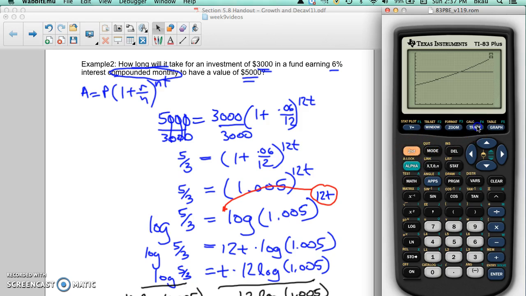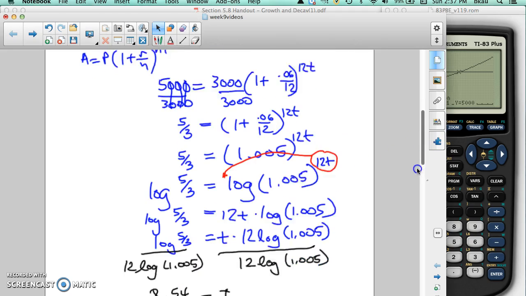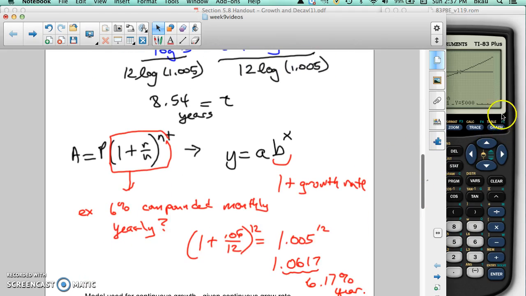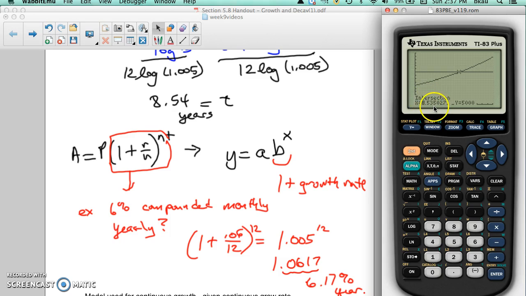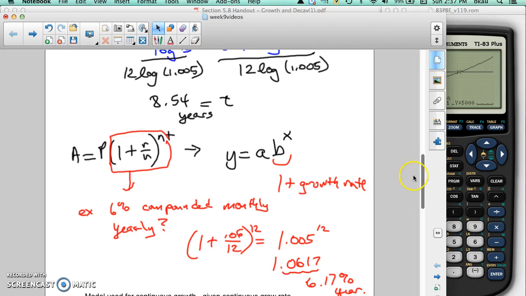Let's just double check. Calculate intersection, first curve, we can use that one, second curve, yes, estimate or guess, well, let's move close to 8.5 because that's what we think the answer is, and it came out to be the same value that we got in our logarithmic function. Got 8.54, this is 8.535, so that gave us the same value. We used our calculator to help solve.